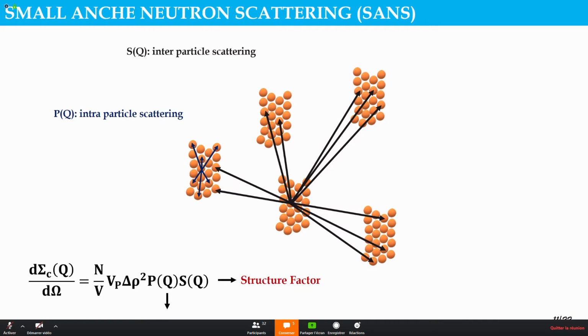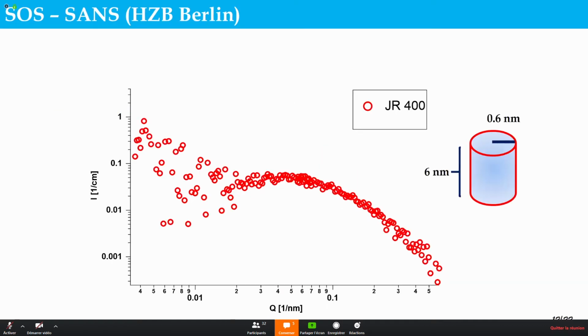So if I start to introduce my data, and we start with the pure JR400 solutions, now we understand what I mean when I say that I fit this data with a cylindrical form factor. And what I found in analyzing this data is that this cylinder has a radius of 0.6 nanometer and a length of 6 nanometer.